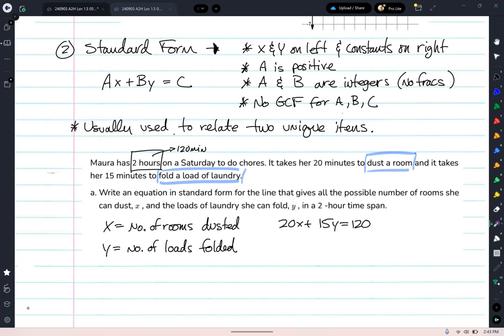What's the GCF here? What number can we divide all three of those terms, 20, 15, and 120 by? We can divide by 5. So let's write the simplified version of this, which is going to be divide by 5, so it's going to be 4x plus 3y is equal to what? You all have calculators. What is it? 24.